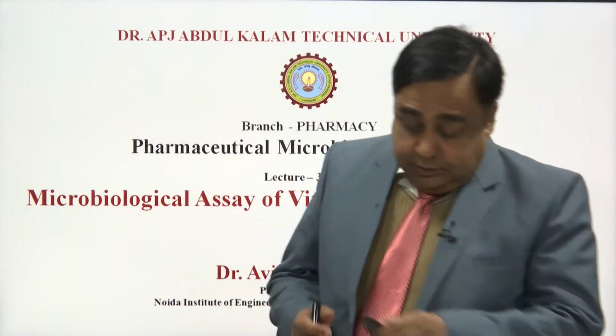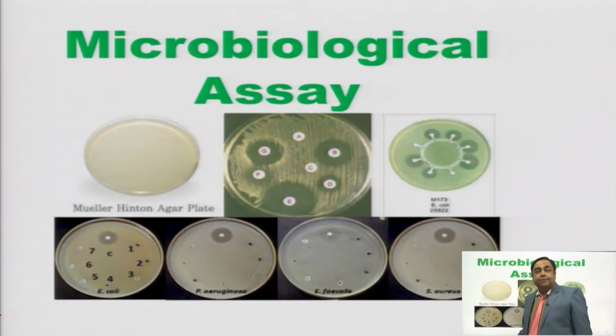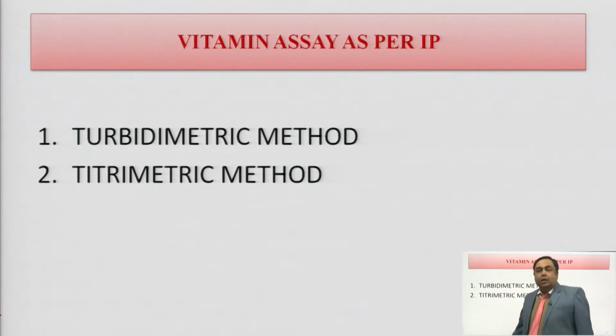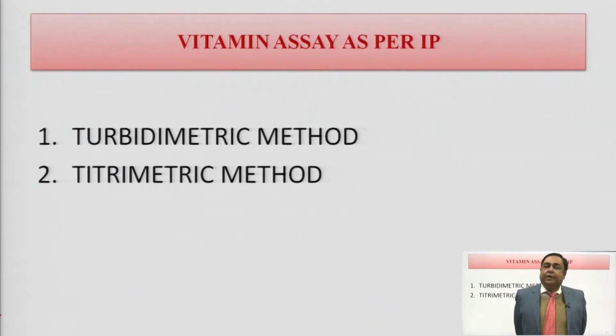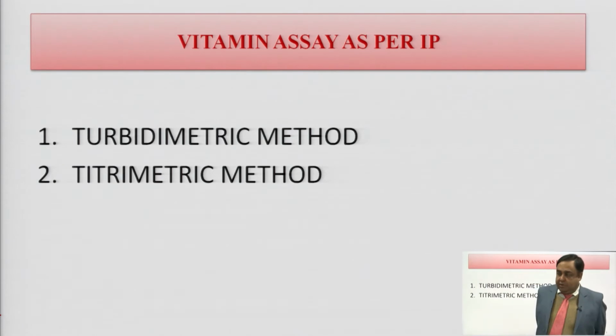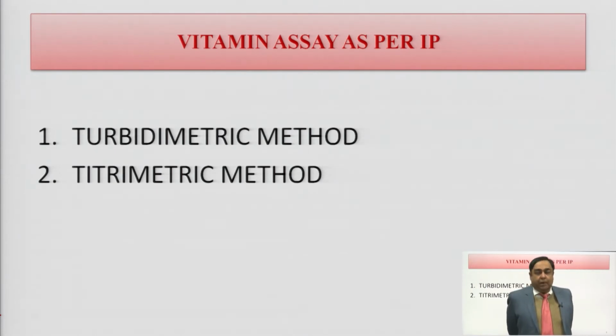But this microbiological assay of vitamins and amino acids is a little bit different, in the sense that in this case, instead of measuring the degree of inhibition, we are measuring the degree of exhibition. That is, these vitamins and amino acids are essential for the growth and multiplication of the microorganisms. That is the reason why without these vitamins or amino acids, certain microorganisms cannot grow or multiply.